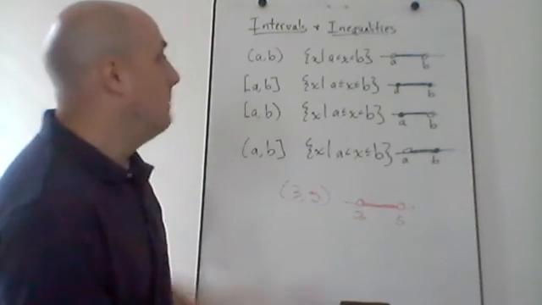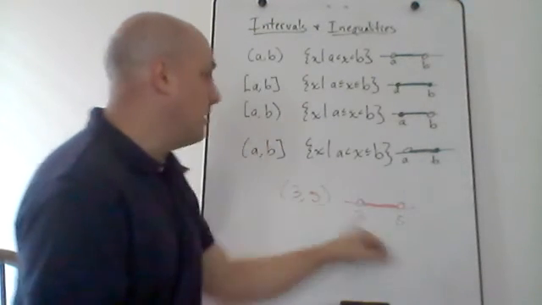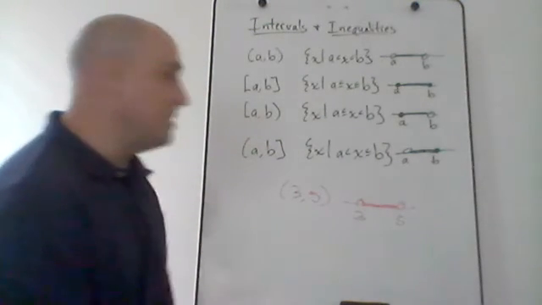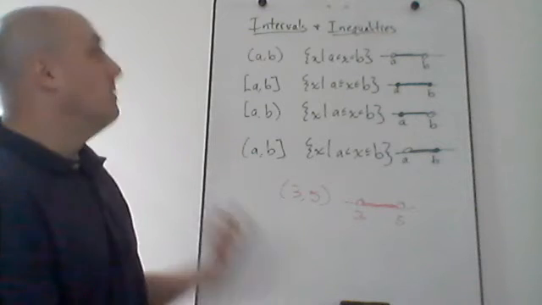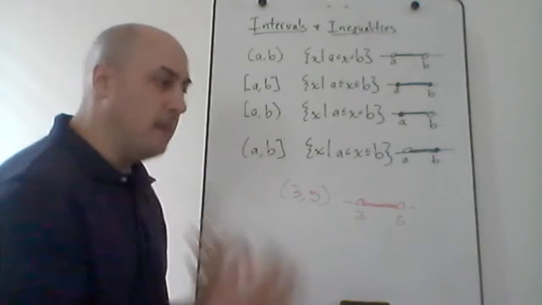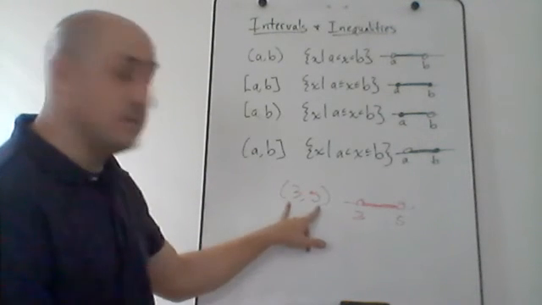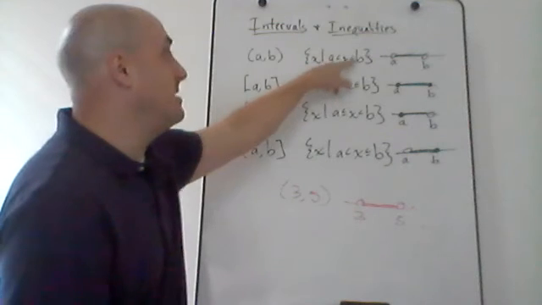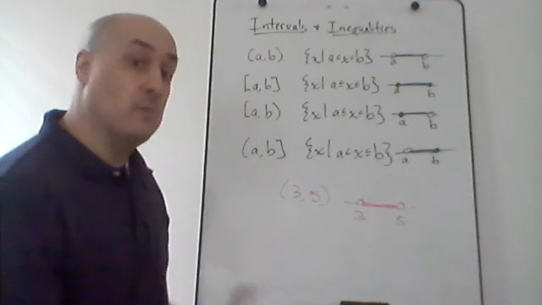All right, and on the number line, as we see here, we have the A and the B, or the 3 and the 5, and the open circles mean that those endpoints, the 3 and the 5, are not included. So when we're talking about the notation that we use for intervals and inequalities, the parentheses correspond to the less than symbols, which correspond to those open circles on the number line.